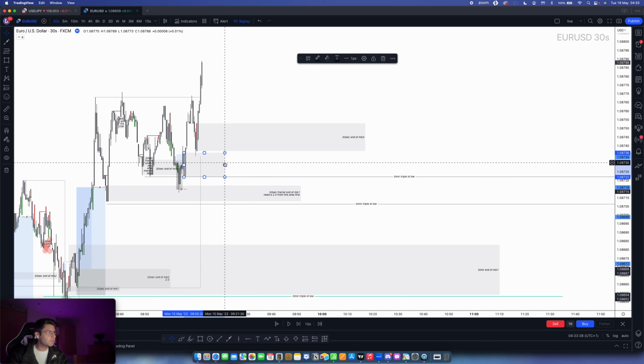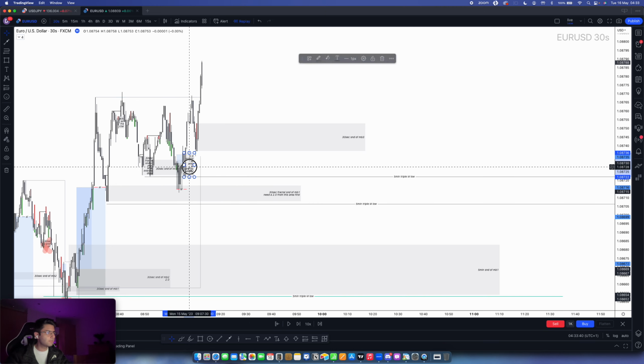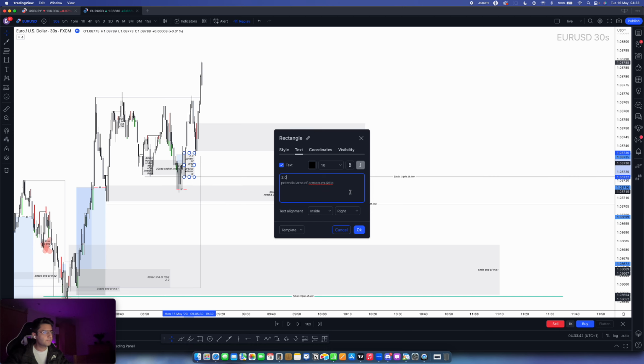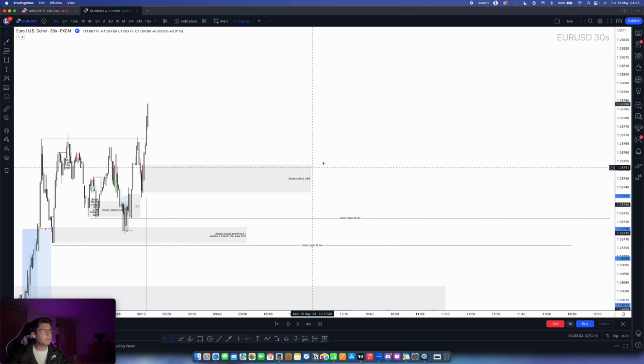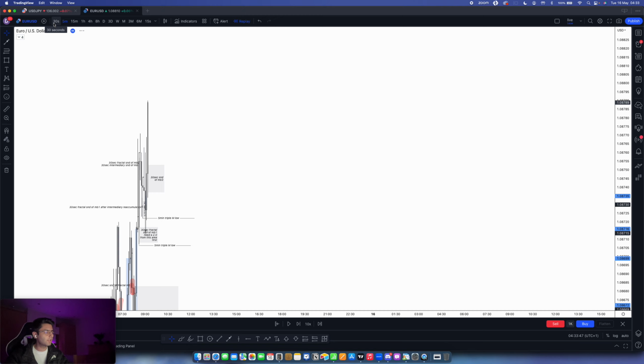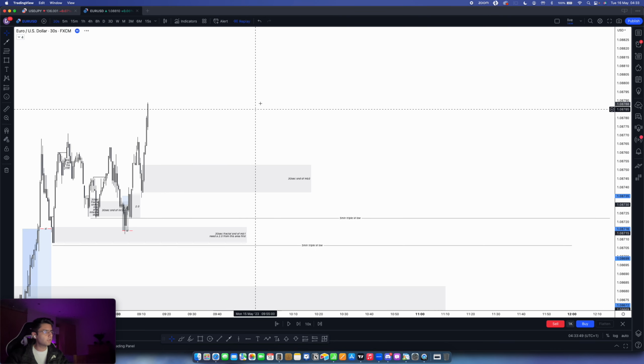Saying that, it's already mitigated, I just missed that. So this is actually now mitigated, so I'm going to ignore this area altogether. Nice free money zone still, so I can still look to trade that. 5 minute, what does it look like? Still clear, all good.